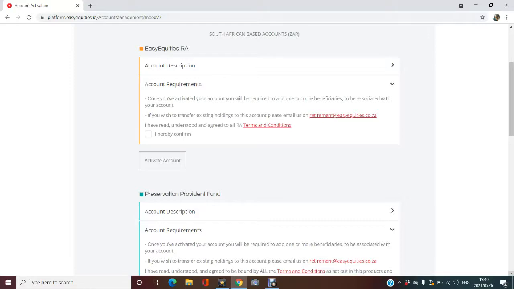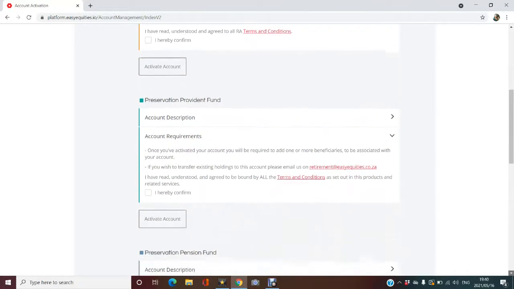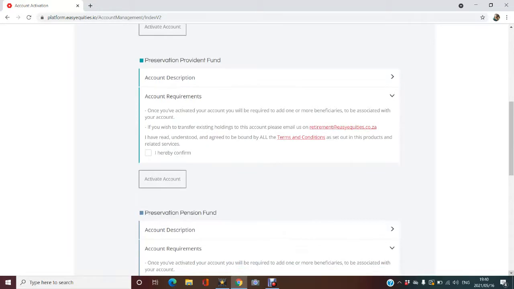And there's also a preservation provident fund and a preservation pension fund, right? These funds are used in instances where, let's say, you are moving from your employer, and you don't want to cash out your money, then you transfer it to these types of funds, a preservation fund. I'm not going to get into the nitty-gritties of tax, because it gets quite complicated. But the law as it stands, you won't get taxed if you move into any one of these.